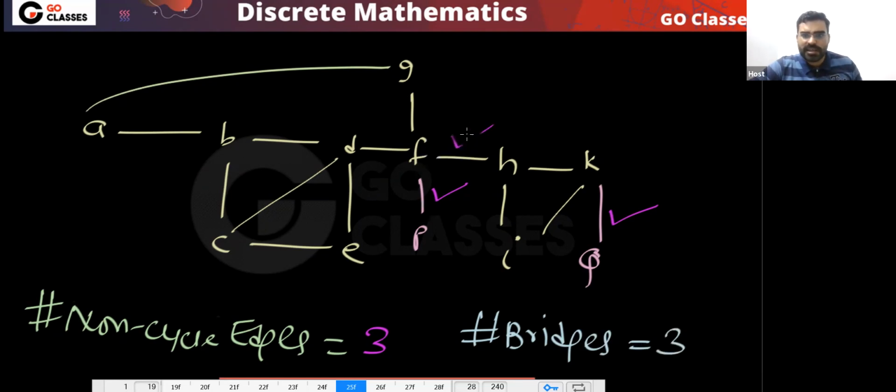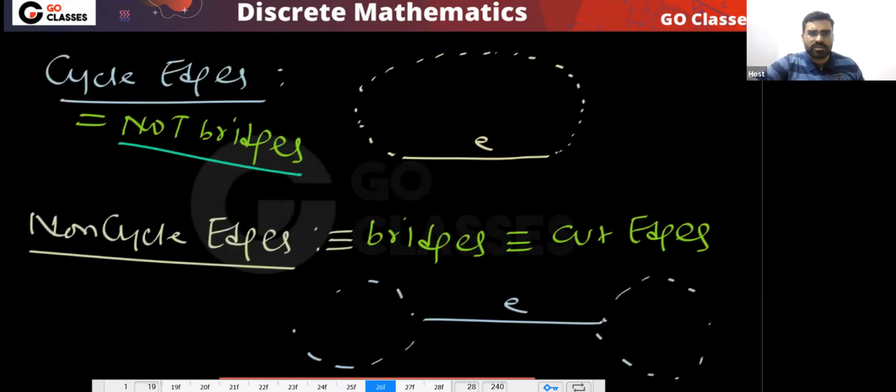There are 3 bridges. See, if I remove this, the graph will disconnect. If I remove this, the graph will disconnect. If I remove this, number of components will increase. If I remove this, number of components will increase. But if I remove this, number of components will not increase. If I remove this, number of components will not increase. So number of bridges is 3. I hope this concept is clear.